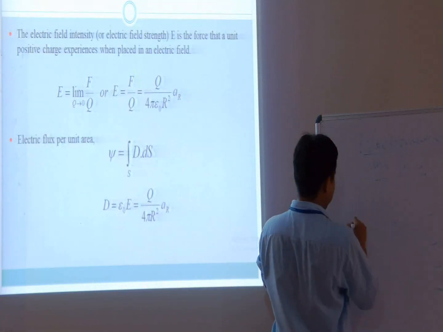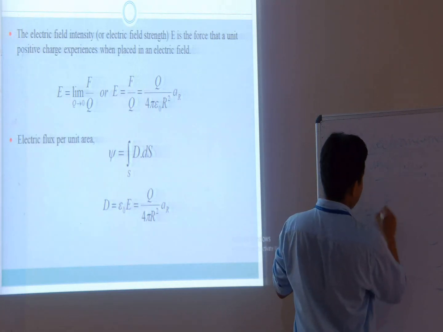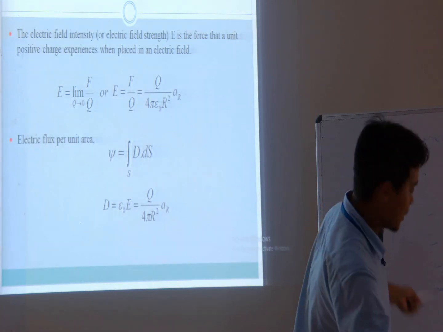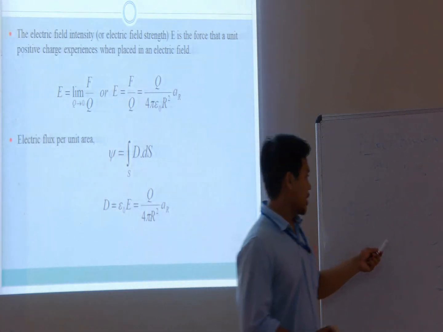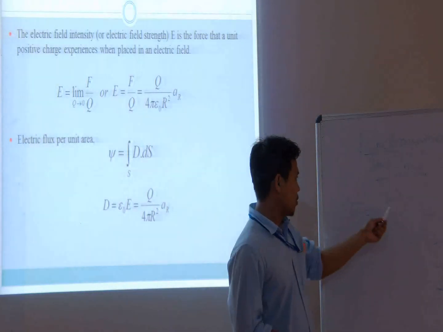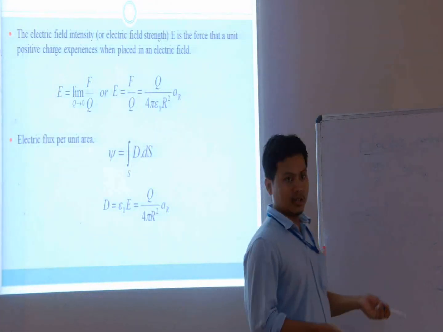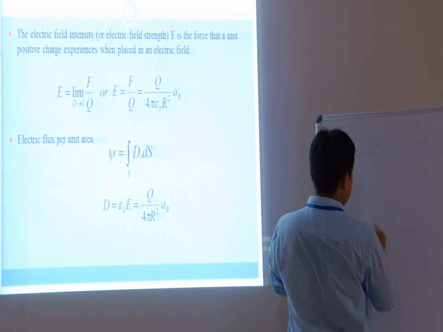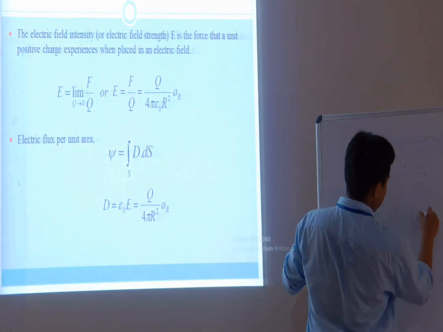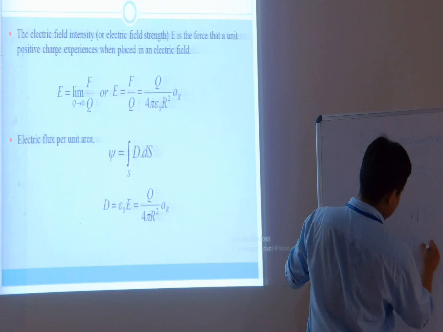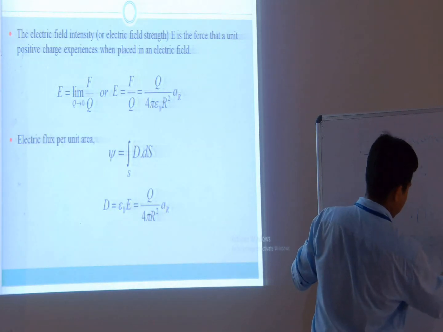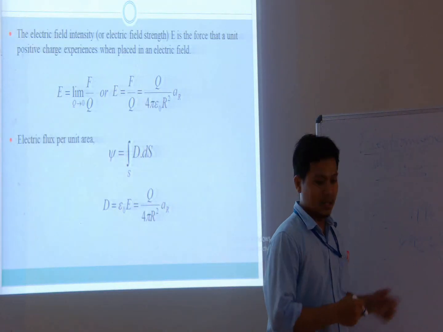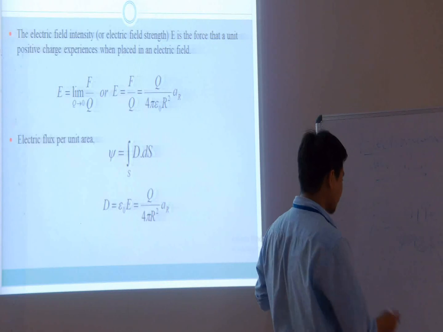So electric field intensity E equals F by Q. Here Q is the charge placed in the electric field. So force is experienced by that point charge. And we know from Coulomb's law, F equals Q1 Q2 over 4 pi epsilon naught R square, times AR. So basically it comes from Coulomb's law.